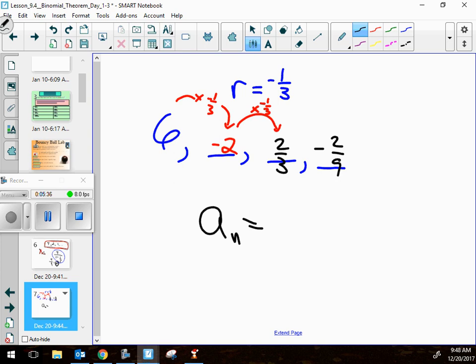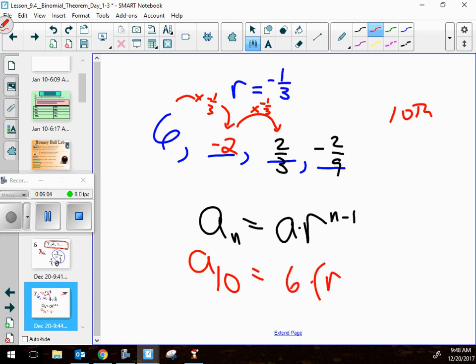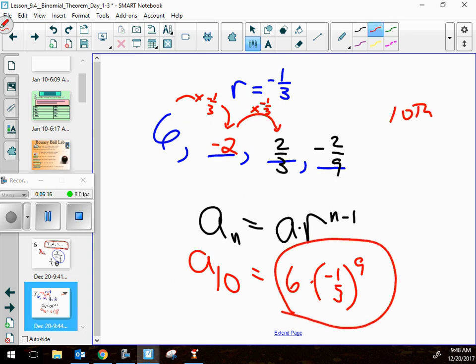So, all right, what is this formula again? For a geometric, it has an R in it. Does this ring a bell? And then you go A times R to the n minus 1. Sound familiar? All right. Then, I hope you knew what to stick in. If we want the 10th term, then n is 10. A sub 10 would be A, which is our starting number of 6, times R, which we knew, R was negative 1/3, to the n minus 1, well, that's 10 minus 1, so that's 9. And there you go. That's your 10th term.